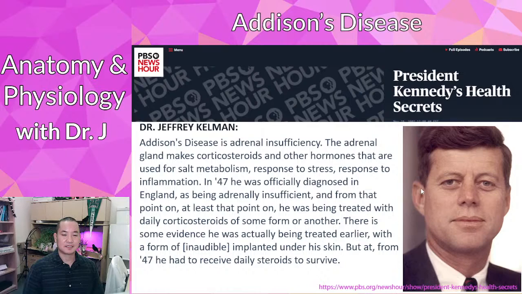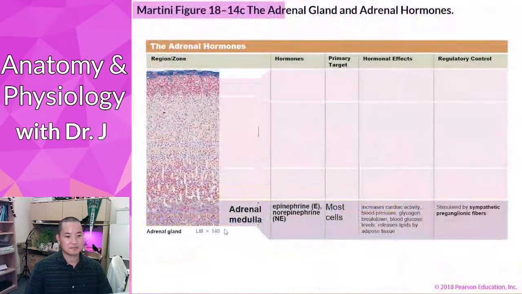Does that mean he was getting super jacked and being pounded with all this andro? No, again, it's a different type of steroid. He has a lack of cortisol, so they were giving him supplemental cortisol to help bring up his blood pressure and regulate his blood sugar. Because without it, he would be otherwise weak. Yeah, so adrenal daily corticosteroids of some form or another.